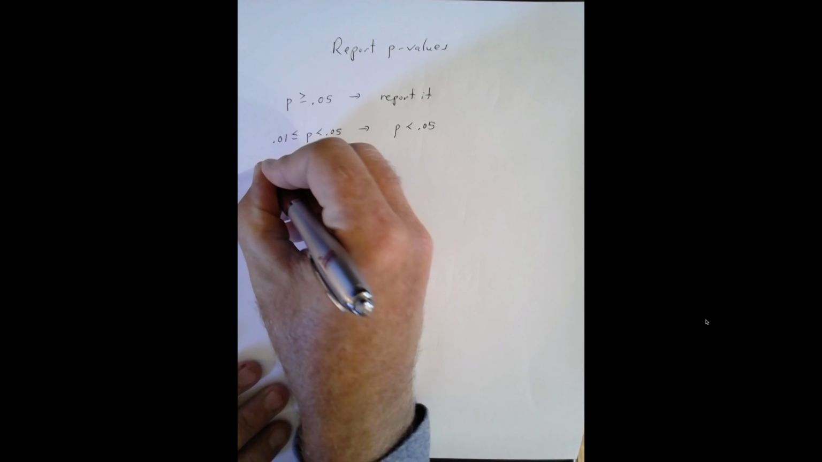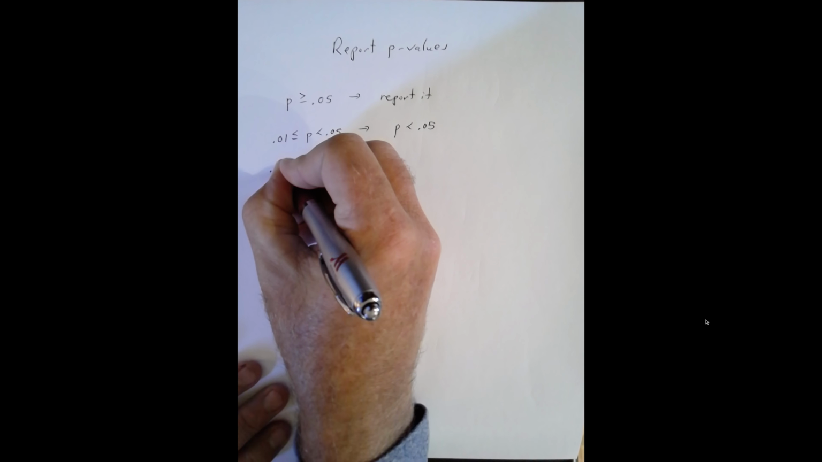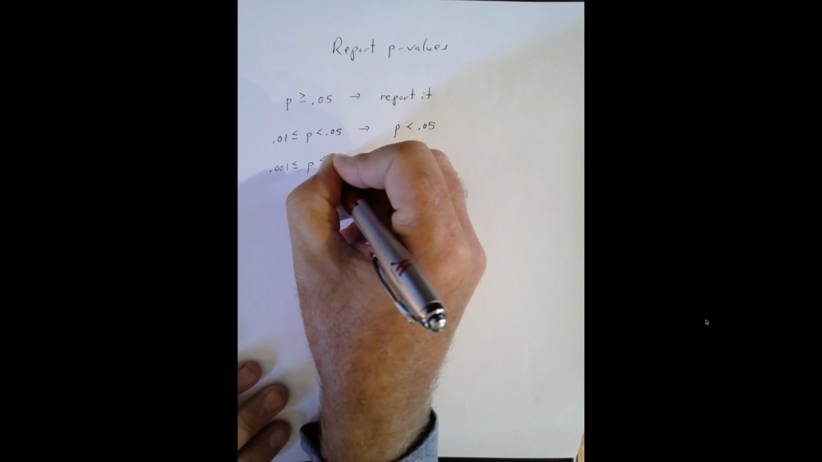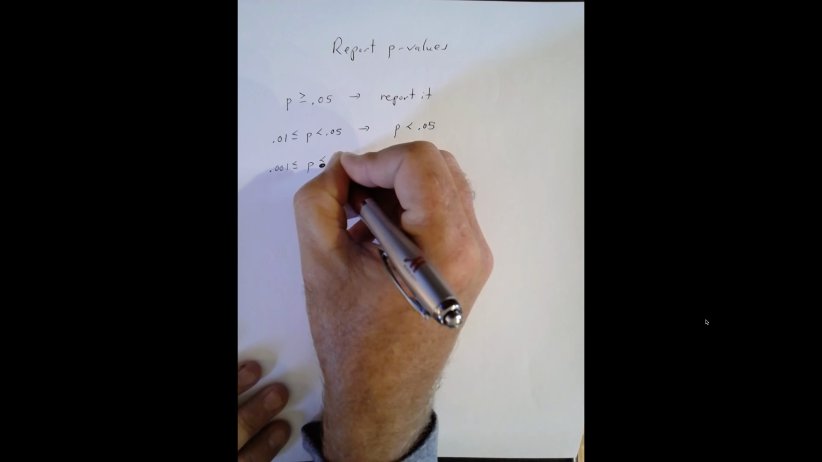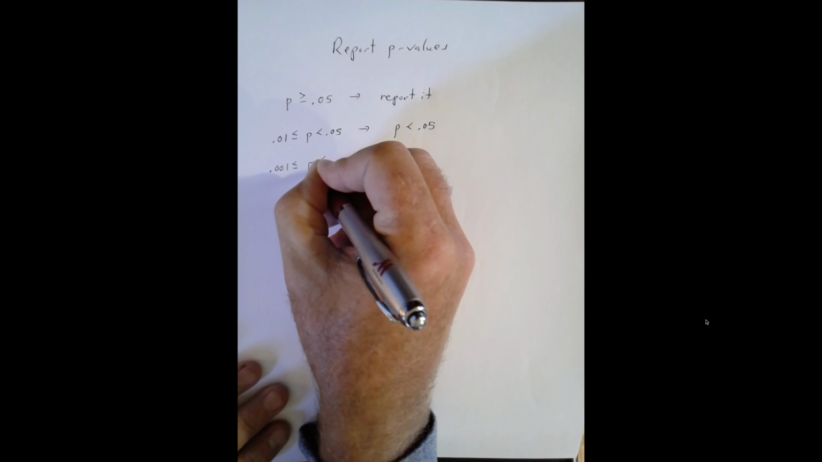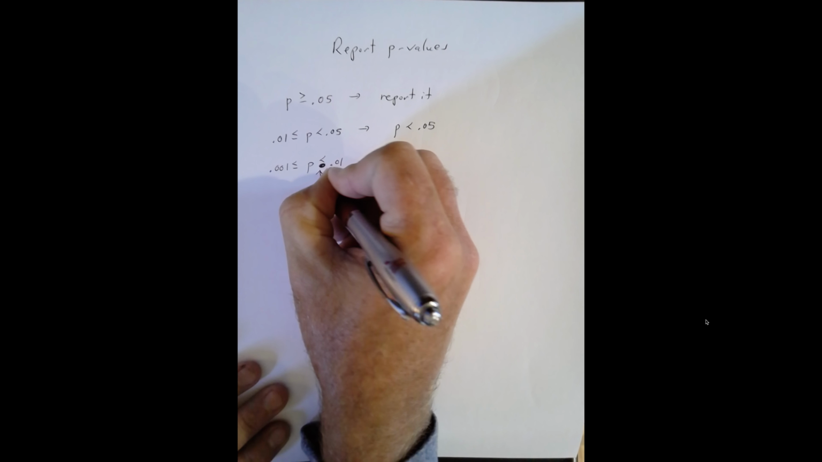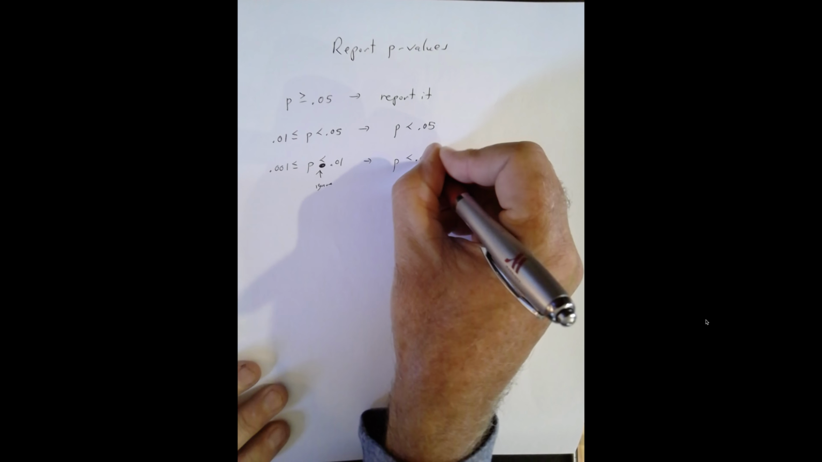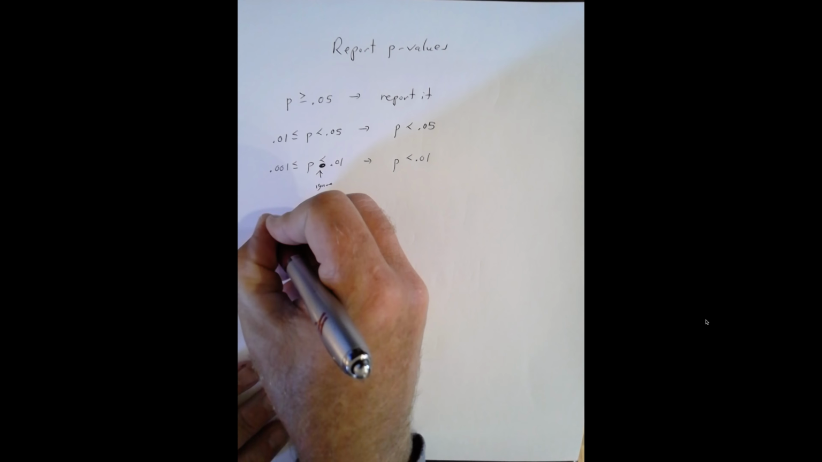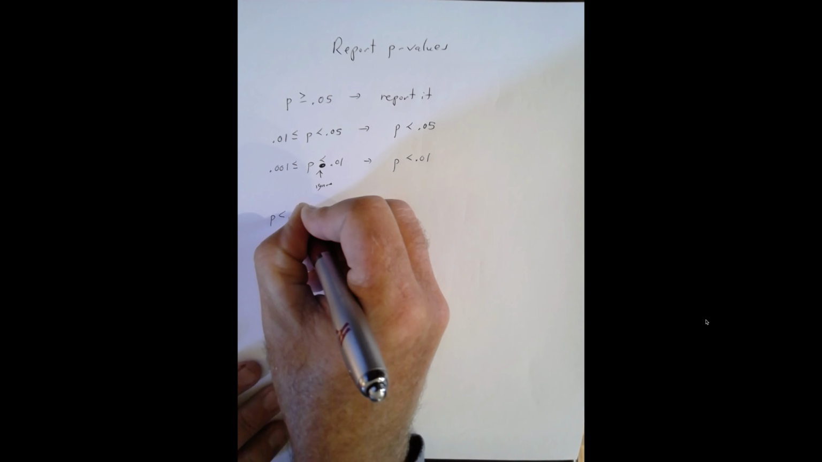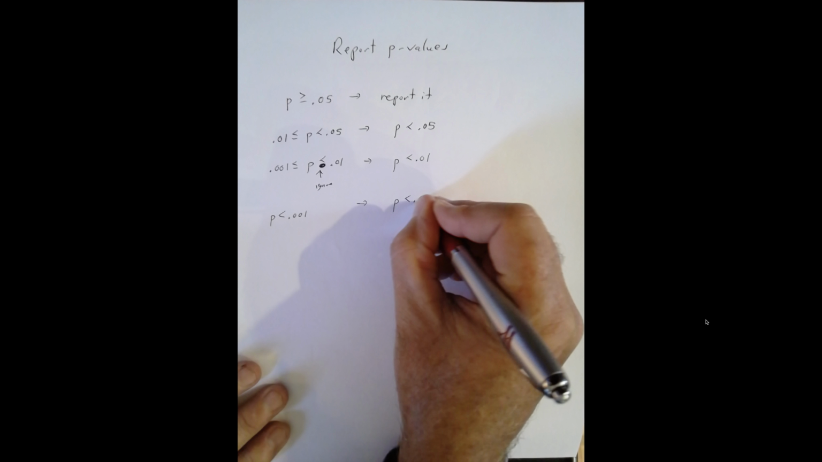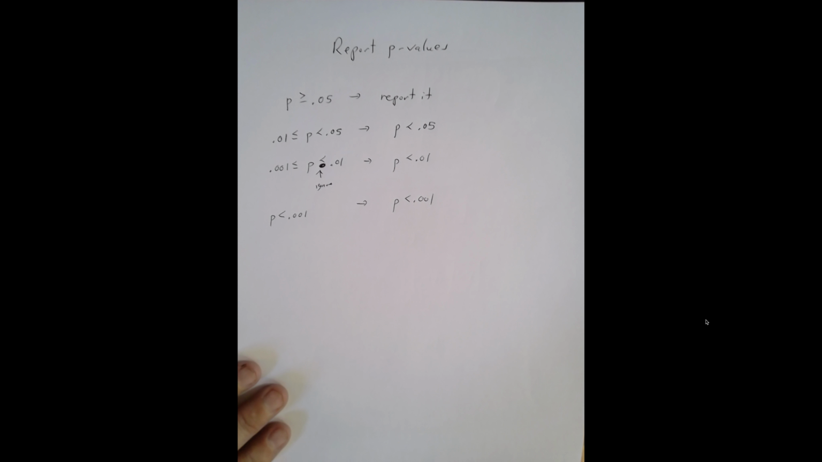If your p-value is between 0.001 and 0.01, strictly less than 0.01, then you report this as p less than 0.01. And if your p-value is less than 0.001, then you report that as p less than 0.001. Those are the 4 ways to report p-values.